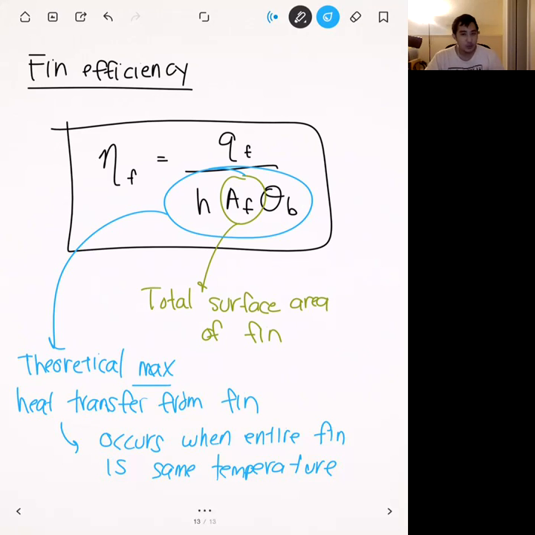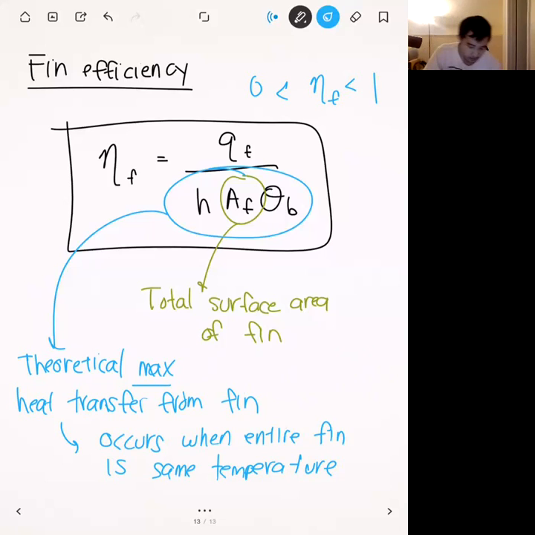And that's why that's in the denominator there, right? And so this efficiency will take the ratio between what you actually get from the fin versus the theoretical max. And so efficiency here will always be a number between 0 and 1, okay? Whereas efficiency values that are closer to 1 are a good thing, right? And so that means that your fin is being very, very efficient.